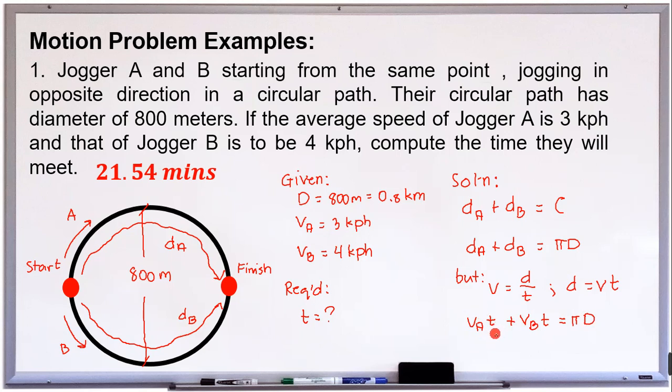Now, maybe you are a bit confused why both joggers have the same time, no? Of course, since they start at the same time, they will also meet at the same amount of time. That is why I just simply represent t for both joggers. So next, we can factor out t. So what's left is VA plus VB is equal to pi d.